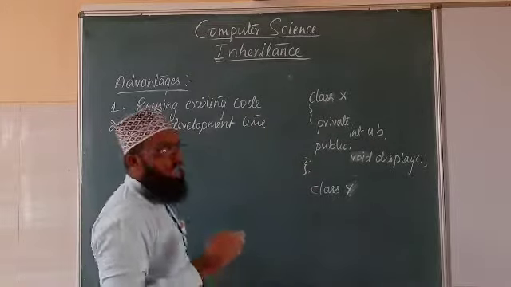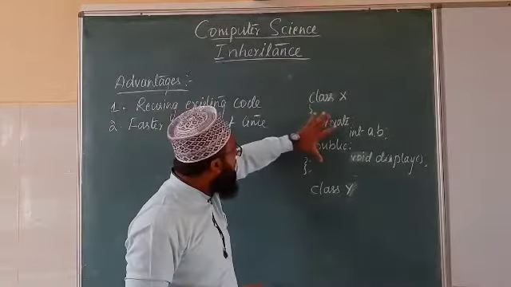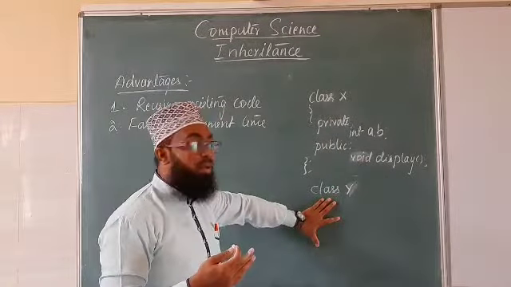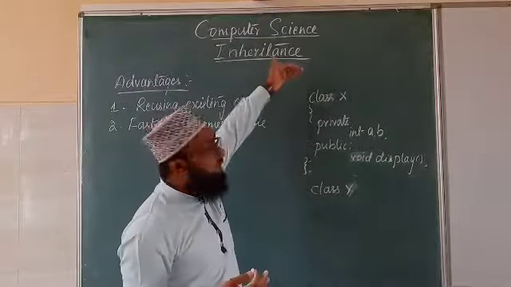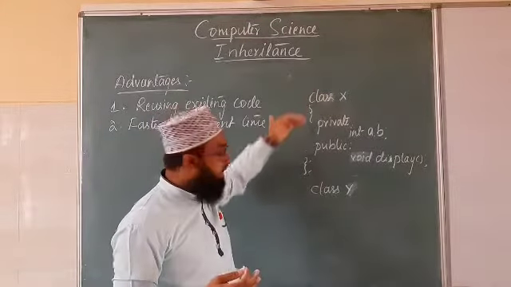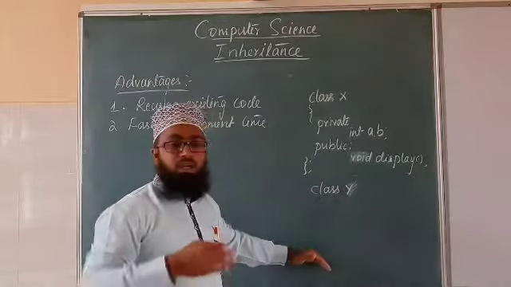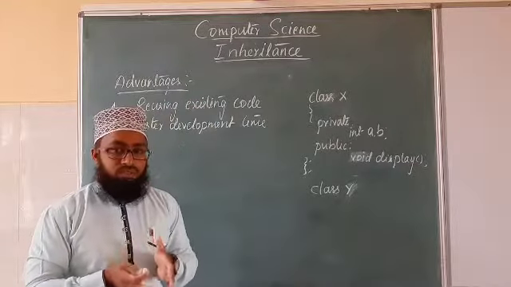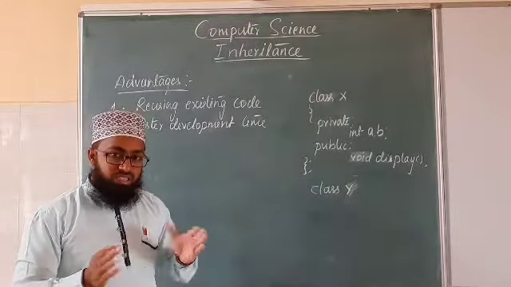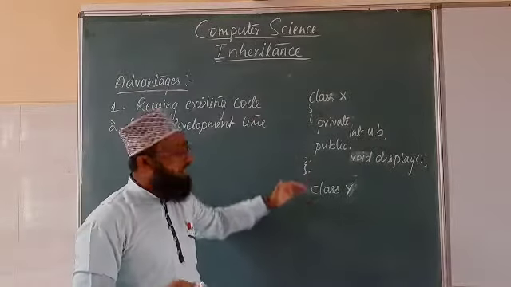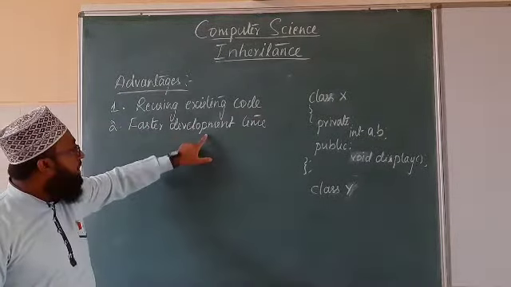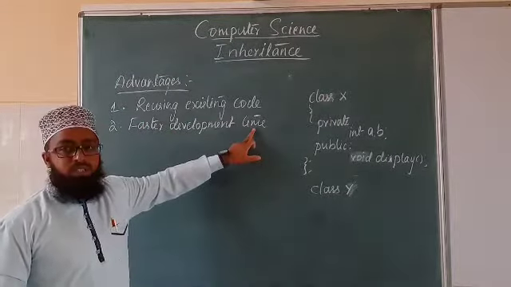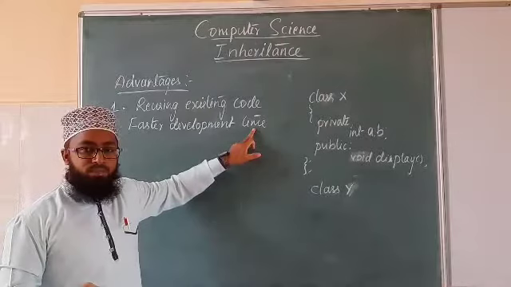It means if we write the same code again in class Y, then what will happen? We need to compile class X one time, and we need to compile class Y one more time. Then it takes a lot of time. Instead of doing that, if we do not repeat the same code, then development of a program will be faster and it reduces the time. Understood?